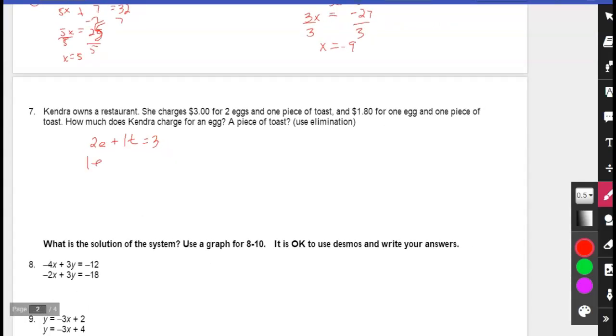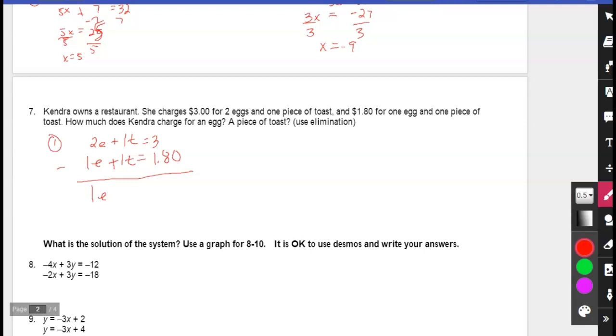And 1 egg and 1 piece of toast equals $1.80. So this is one where we could just subtract. It's actually a pretty simple problem because these are the same. So when you have the same thing, you can subtract the whole problem. So I have 2 eggs minus 1 egg. If I subtract everything, I get 1 egg.